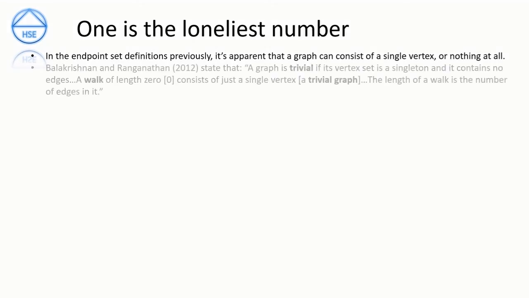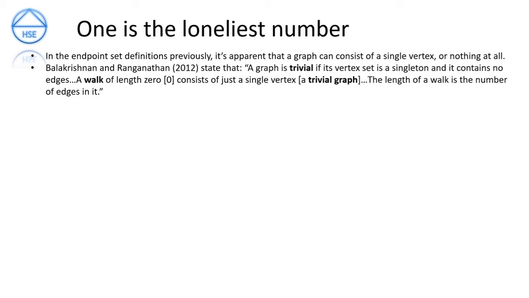Balakrishnan and Ranganathan 2012 state that a graph is trivial if its vertex set is a singleton and it contains no edges. A walk length of 0 consists of just a single vertex, a trivial graph. The length of a walk is the number of edges in it. So our commonly presented triangle has 3 edges, and a journey along a closed walk starting and finishing at the same point will have a walk length of 3.